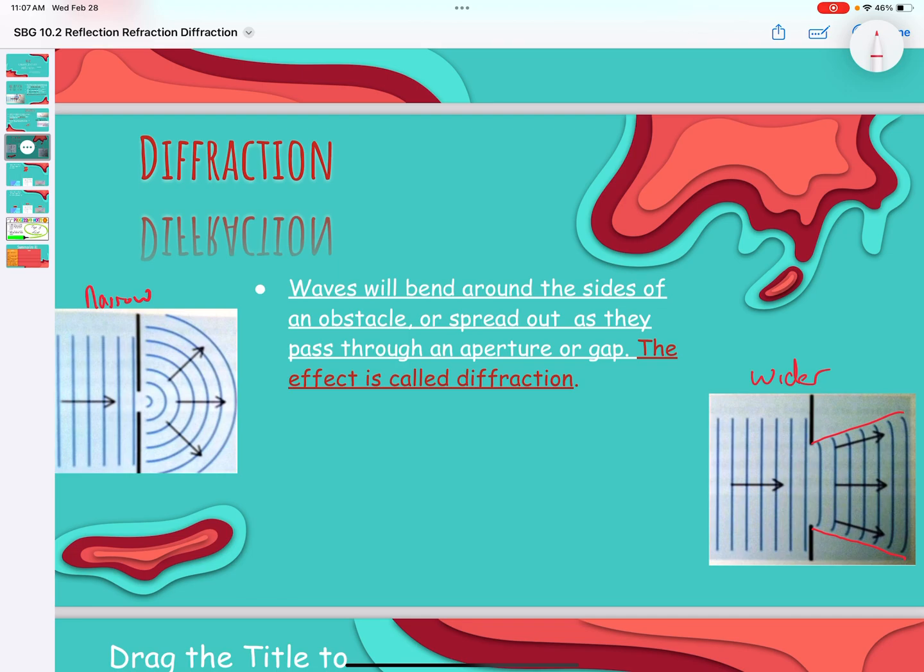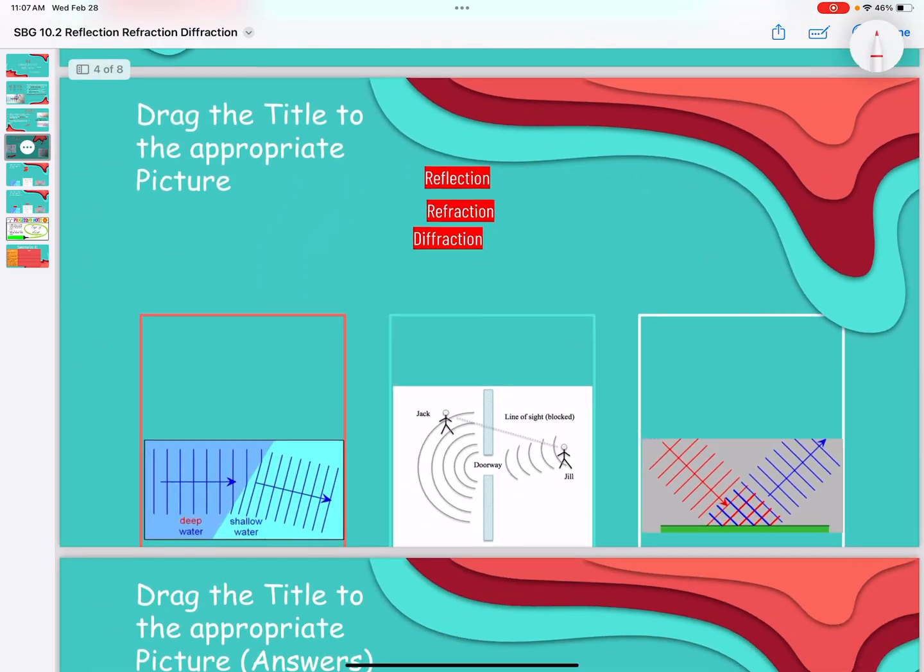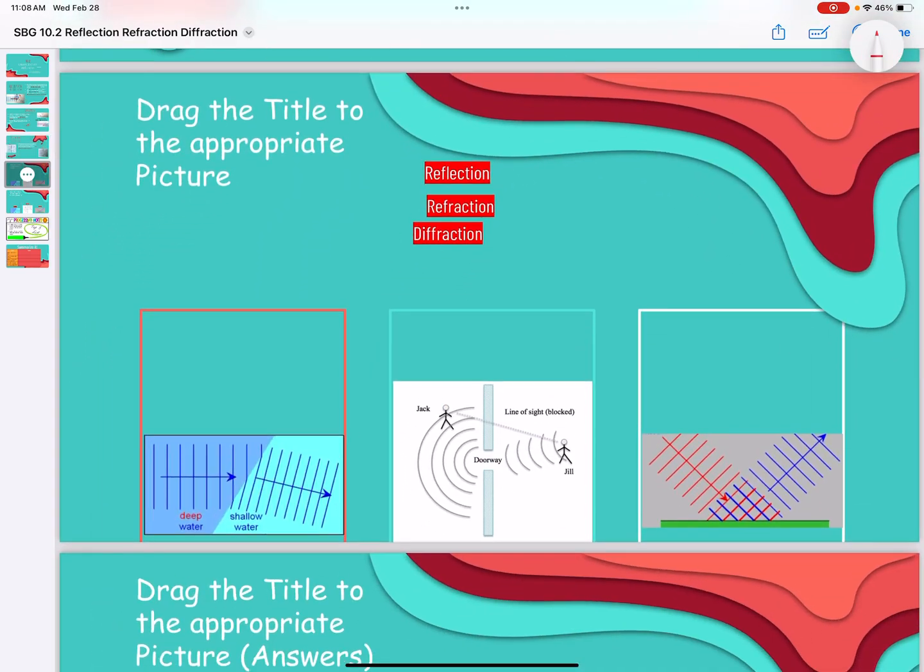Now, one of the tasks that you will have to be able to do with this information is identify images and figure out which effect is happening in which image. Let me give you an example of that. We're going to drag the title to the appropriate picture. I've got my first one over here. I've got a change in medium. I'm going from deep water to shallow water, and that is also causing a change in direction for the wave. One of the things we talked about did that, and that thing was refraction. So this is an example of refraction. I've got a change in medium and a change in direction.